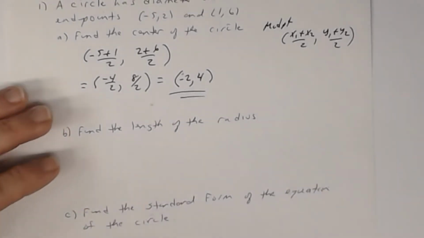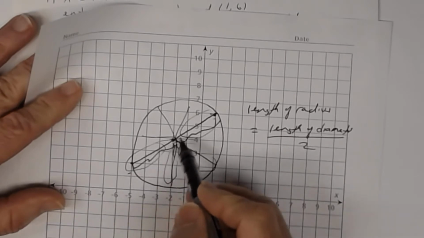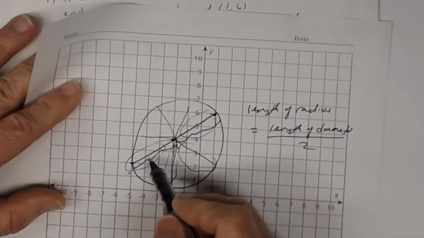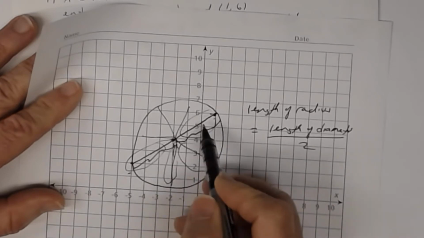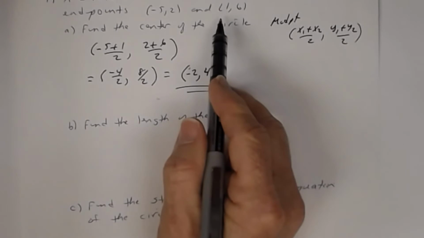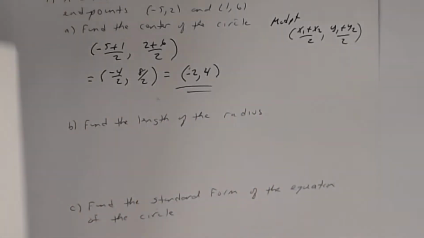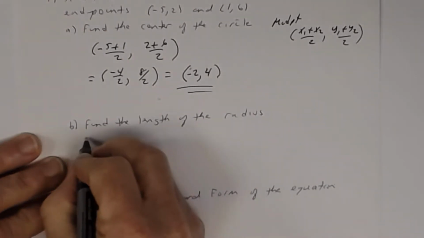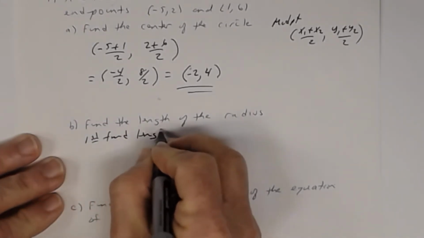To find the length of the diameter, what formula do you think you're going to use? You're going to use the distance formula, right? So to find the length of the diameter, you're going to use the distance formula. Once you find the length of the diameter, then you divide by 2. So let's do this first. First thing we're going to do is find the length of the diameter.